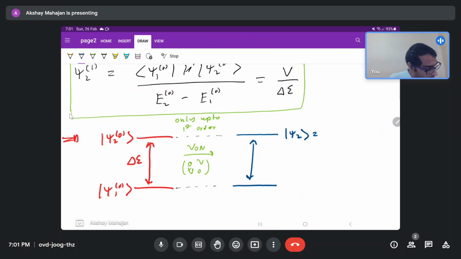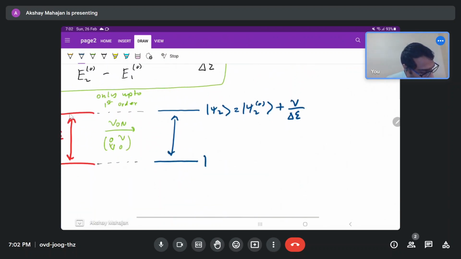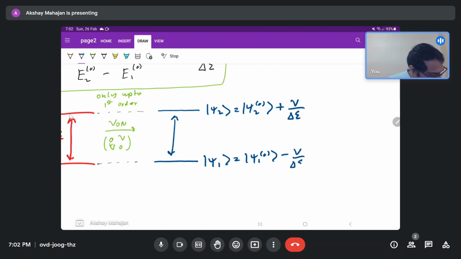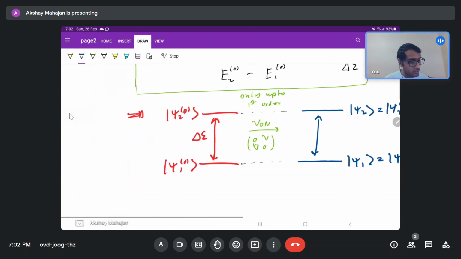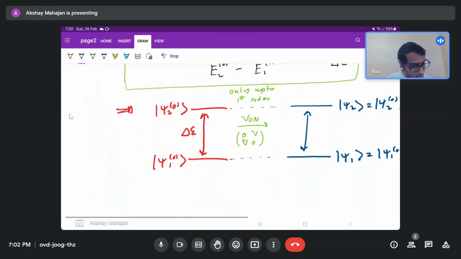Our psi 2 will be this psi 2 of the zeroth order, and the correction that we are saying will be plus V by delta epsilon. So there will be a plus sign here, while for psi 1 of the zeroth order, we will get a minus sign within the wave function. So our wave function is changing up to first order correction, but our energy eigenvalues are not changing.